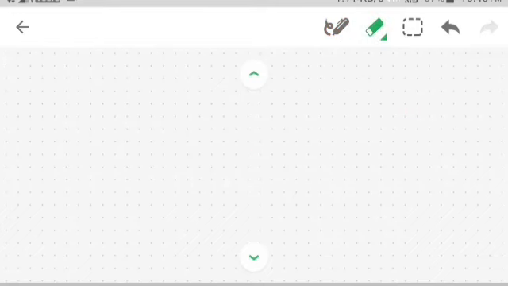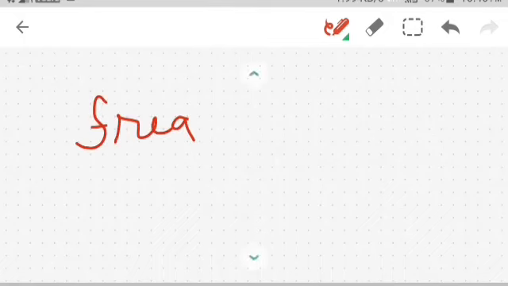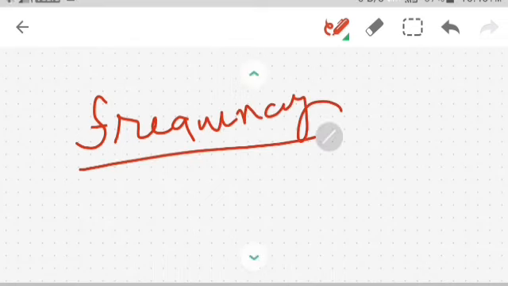Now we talk about pitch. Pitch depends on the frequency. We know what frequency is. Frequency is the number of oscillations in 1 second. So pitch depends on it. Pitch is proportional to the frequency. When frequency increases, the pitch also increases, and when the frequency decreases, the pitch also decreases.